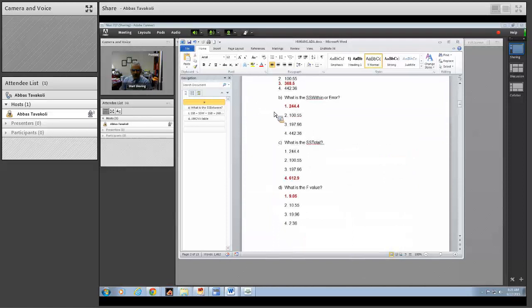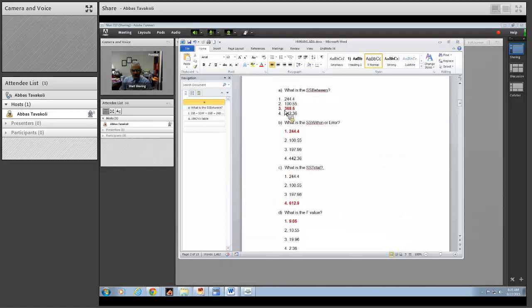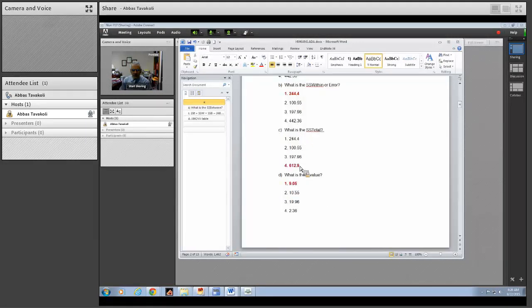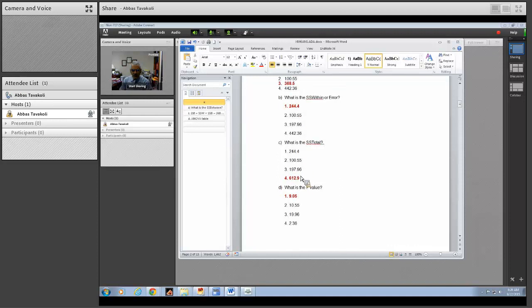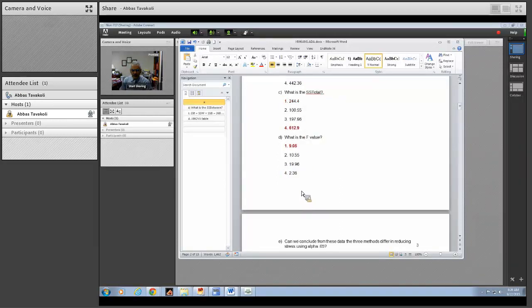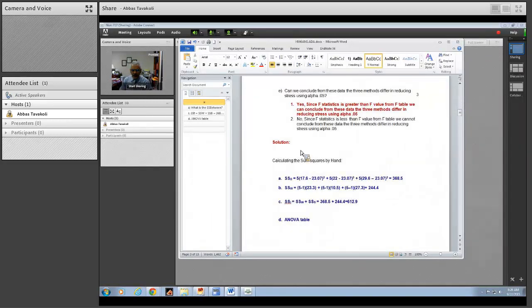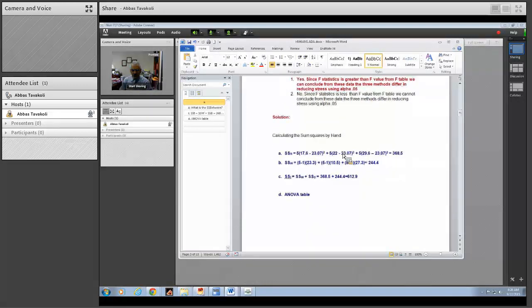Again, this is the ANOVA. The correct answer for sum of squares between is 368.5, for within 244.4. Total is adding those two values, 612.9, and the F value is 9.05. And the correct answer was yes, because if the F statistic is greater than the F value from the F table, we can conclude from these data that the 3 methods are different in reducing stress using alpha 0.05.